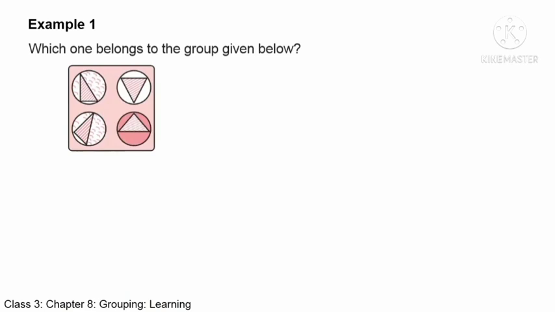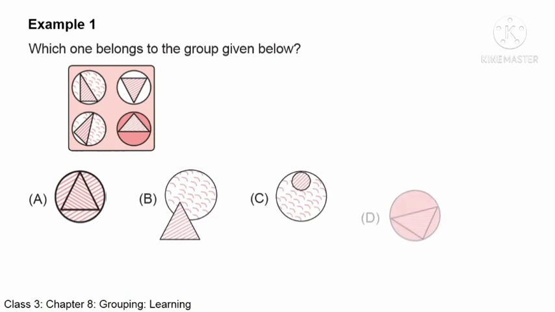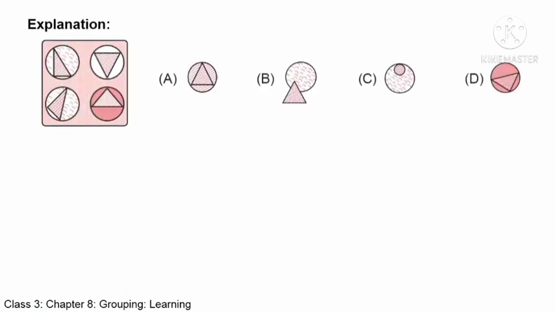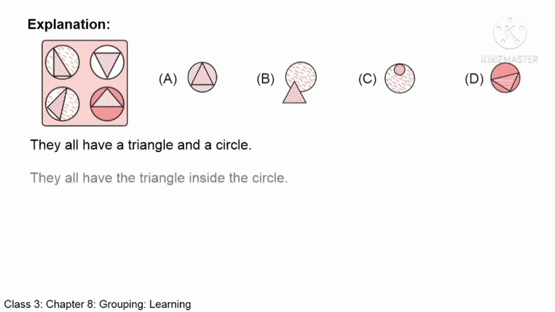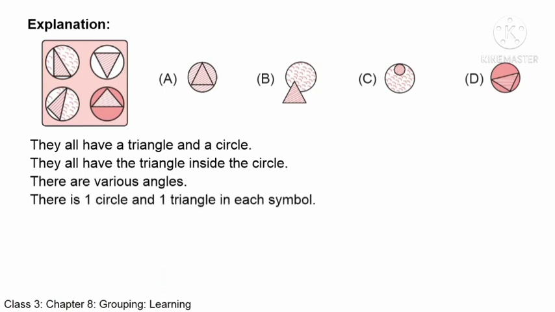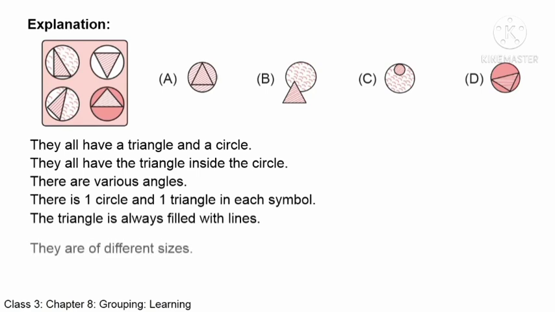Which one belongs to the group given below? Is it option A, B, C, or D? Look at all the 4 diagrams carefully and also the options. What are common features among the options? They all have a triangle and a circle. They all have a triangle inside the circle. There are various angles. There is one circle and one triangle in each symbol. The triangle is always filled with lines. They are of different sizes.